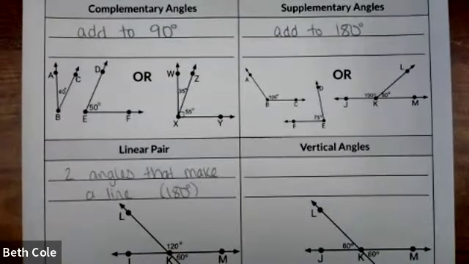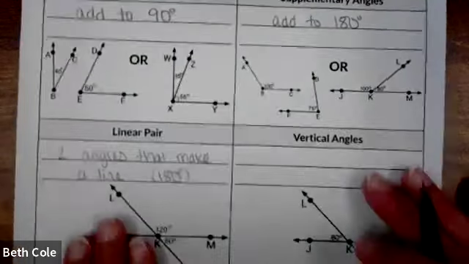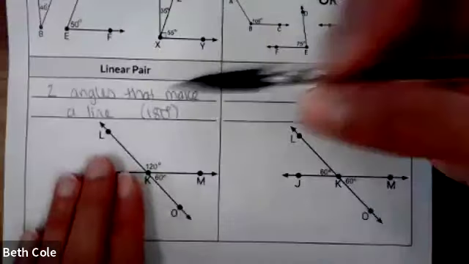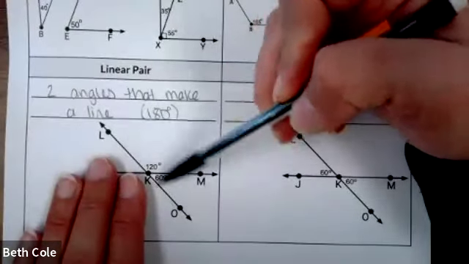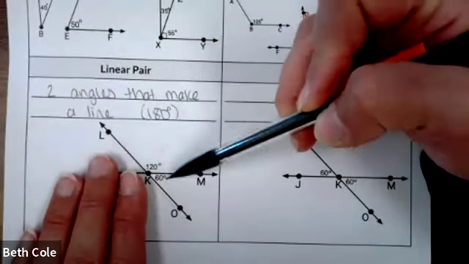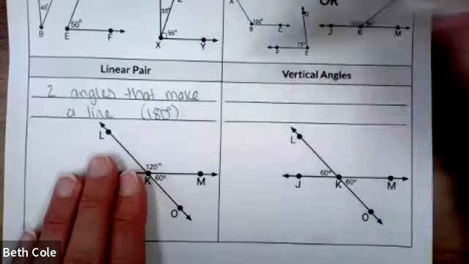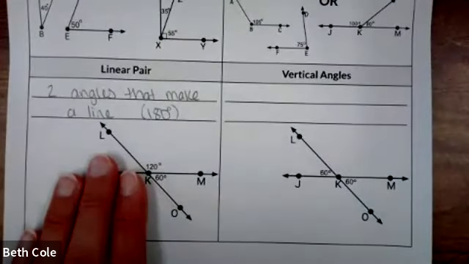So it means they're also supplementary. A linear pair is supplementary because a line is 180. So if you look at the picture, the example right there, this is a line, and then these are your two angles that make the line. They're a linear pair. Again, linear means line, pair means two.